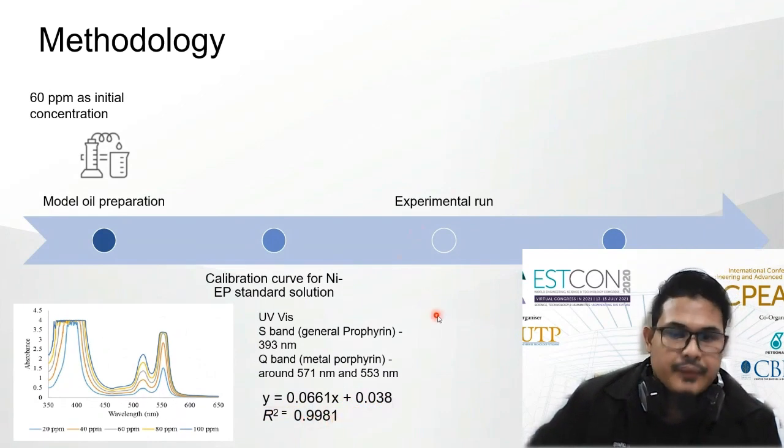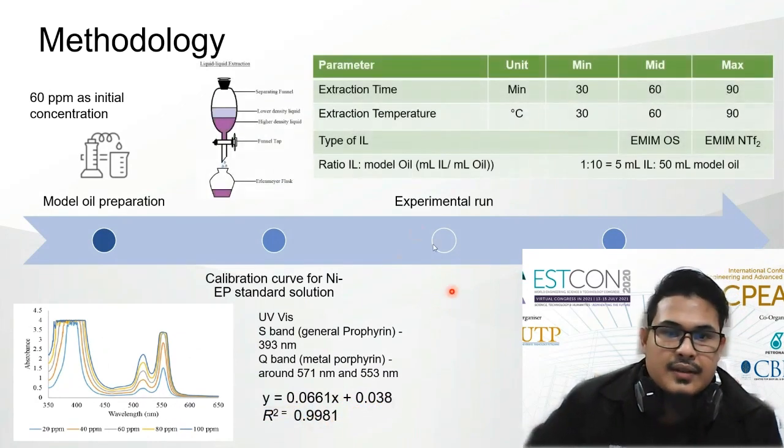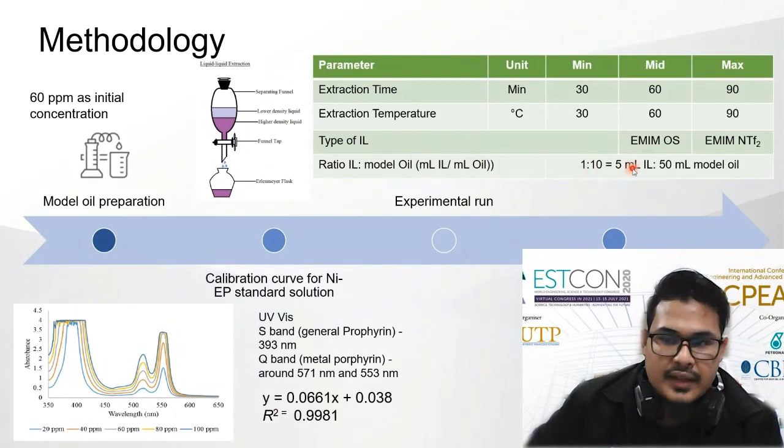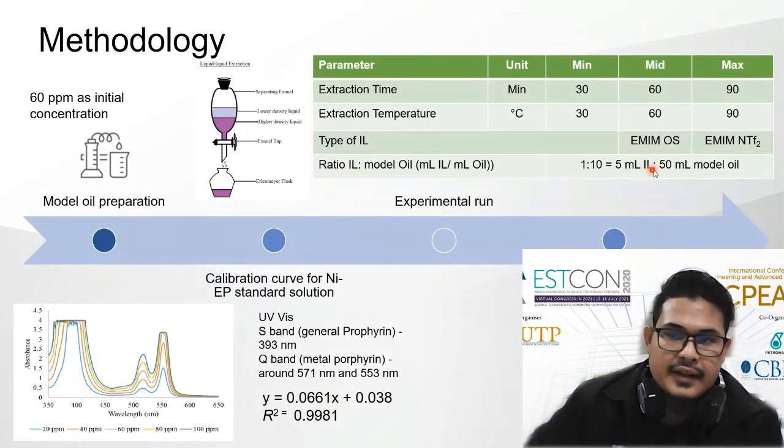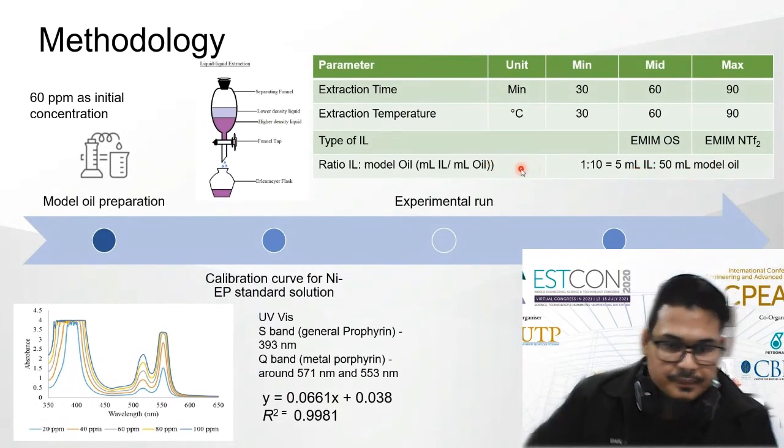So looking into our experimental run, since we're looking into liquid-liquid separation, we'll have our extraction time and extraction temperature at a minimum of 30, midpoint of 60, and maximum of 90. We have two ionic liquids being used, as I mentioned earlier, and we'll have a ratio of 1 to 10. We are using 5 ml of ionic liquid with 50 ml of model oil, which is the best ratio tested so far.